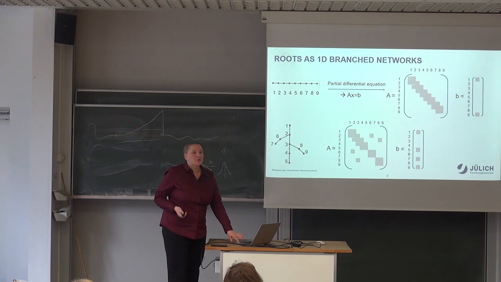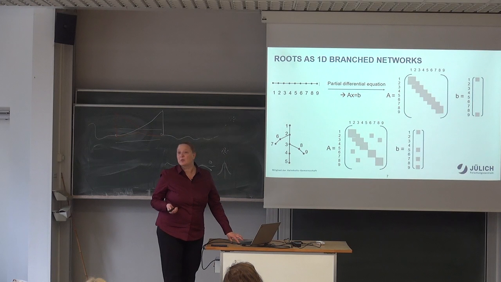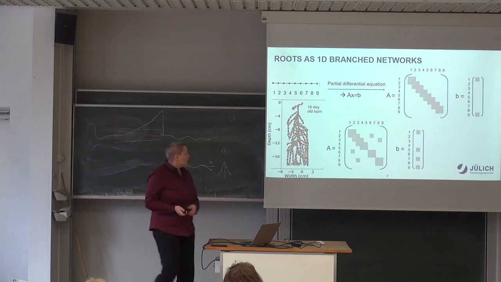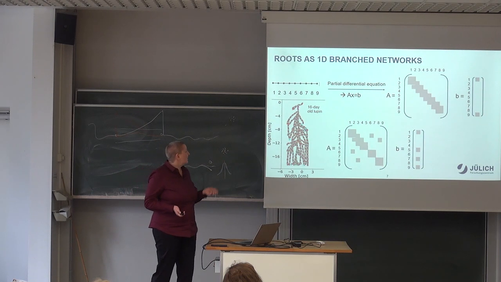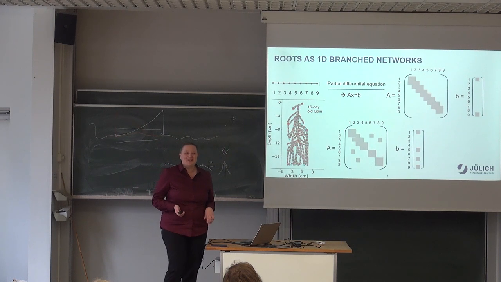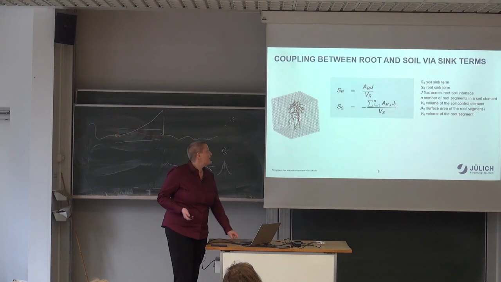Just to illustrate what I mean by this 1D branched structure, an actual root system looks more like this, so each of these colorful nodes would be one node, and the matrix would of course be much larger than this 9 by 9 matrix that I showed for the illustration.